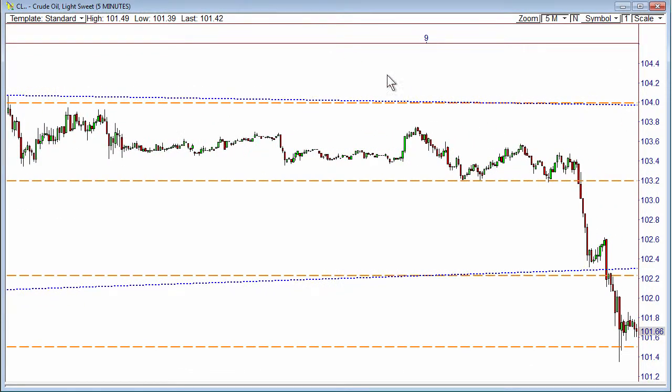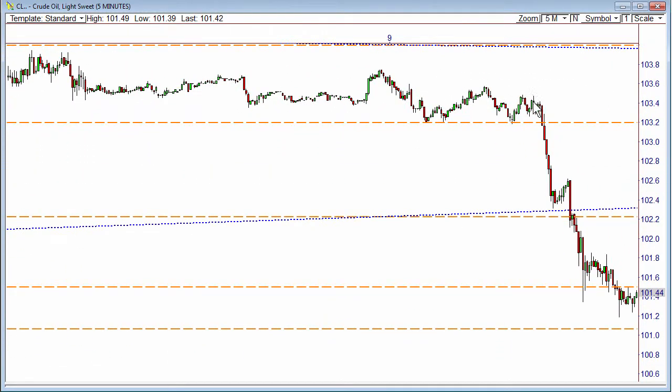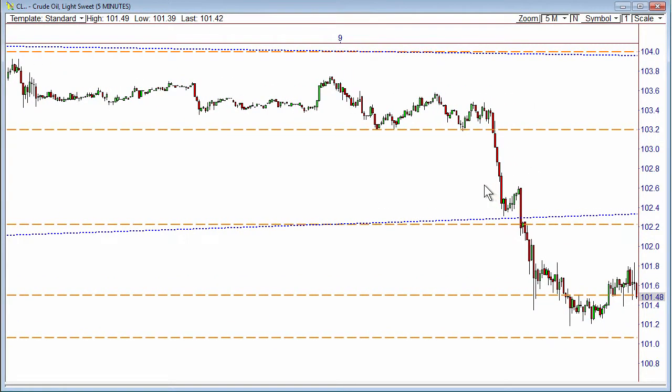So the way you could play this is many ways. You could look to play a pullback and try to get short, or you can just place a stop market order below that support level and get stopped into the trade short. And that was the best way to go about it on this day.